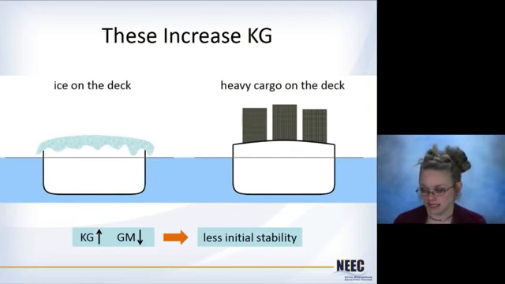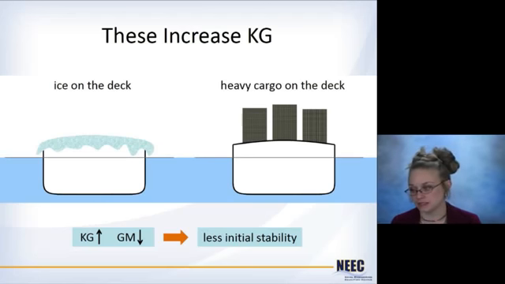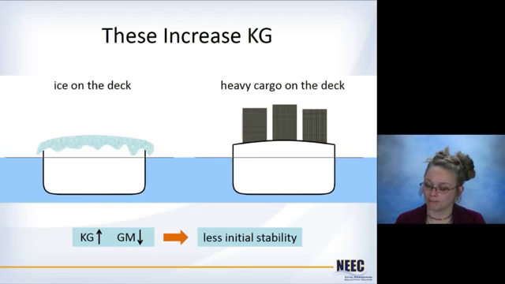So, ice on the deck, heavy cargo on the deck. From a stability standpoint, these are the same. All it means is that you have some heavy weights up high in the ship. Because it's high, it's going to increase the center of gravity, which increases KG. KG going up means that GM will go down. So you have decreased GM, and GM, if you'll remember, was our measure of initial stability on the ship. So if you have less GM, then you have less initial stability.